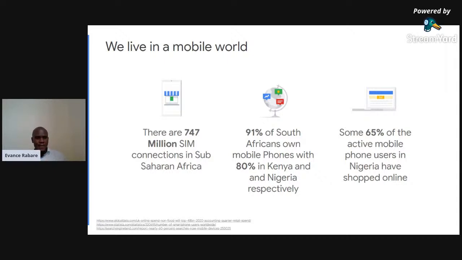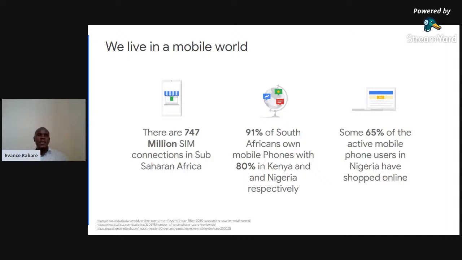We have about 747 million SIM connections in sub-Saharan Africa. Remember, we could have an individual having more than one SIM card, so we also have those cases. But we're assuming a ratio of one to one: it's you and one SIM card. Of course, we have cases where you can have more than one SIM card.